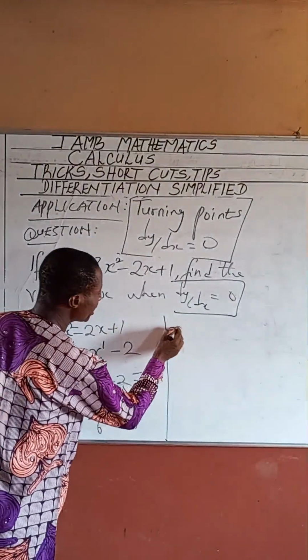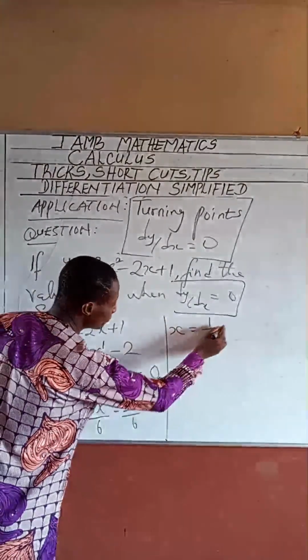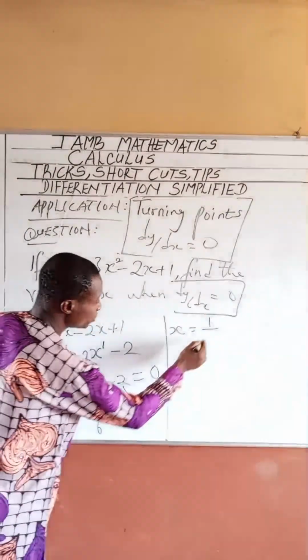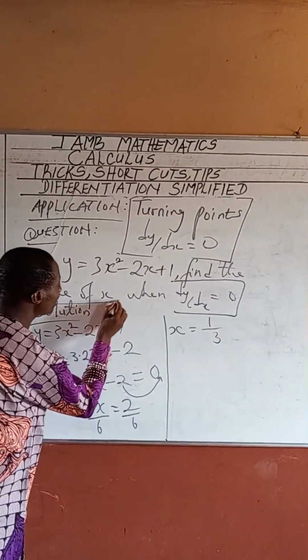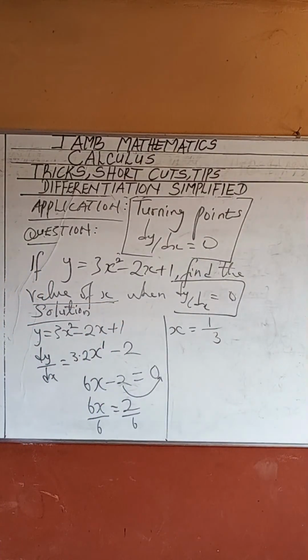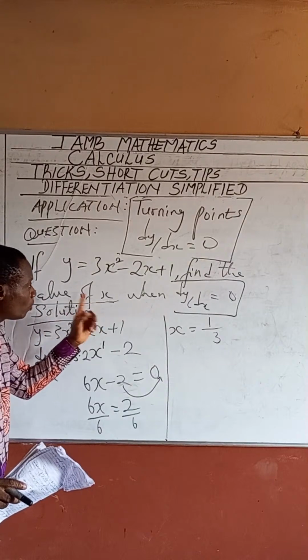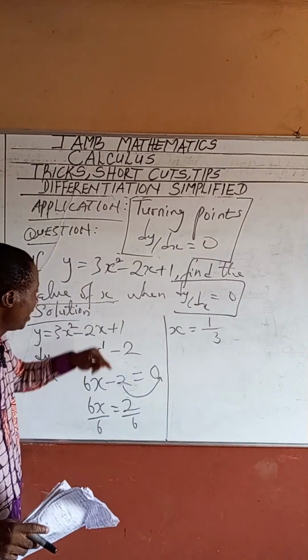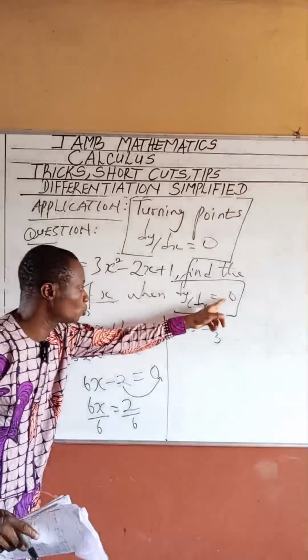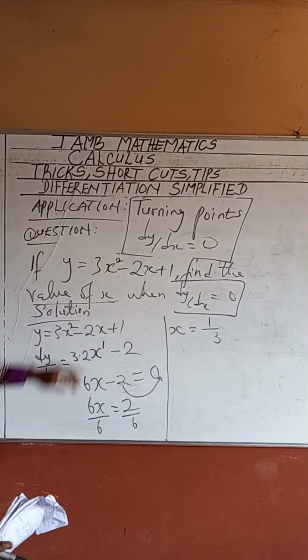We will now be left with x equals 2 over 6, which is 1 over 3. This is the value of x. Don't forget, you must understand what we are looking for, or else we may be confused. We are looking for the value of x when dy/dx is equal to 0. So that is the answer. That is the solution to this question.